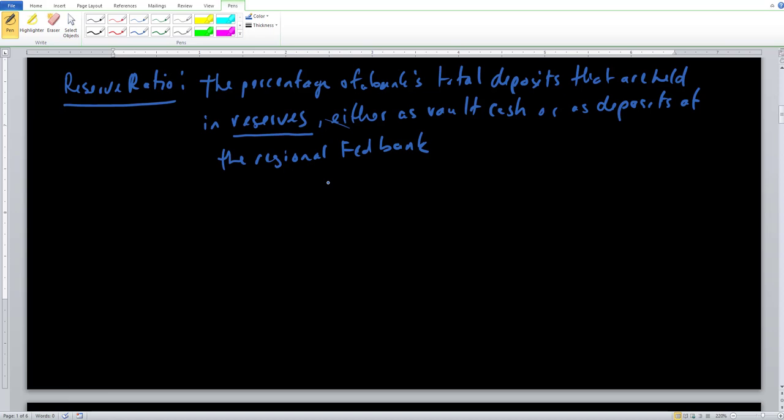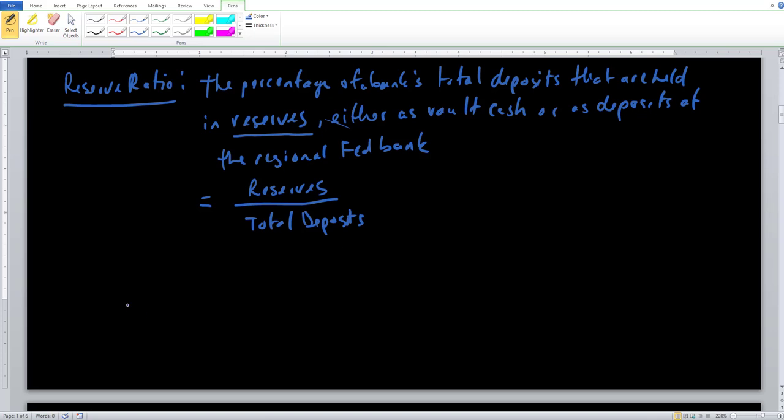So here, reserve ratio, the percentage of a bank's total deposits that are held in reserves. And remember that reserves can be held as either vault cash or deposits at the regional Fed bank. In order to calculate this out, it's simply going to be a ratio. It's going to be reserves divided by total deposits. So essentially, you take your reserves, you add the two reserve categories together, you divide it by total deposits, and you will get your reserve ratio there.